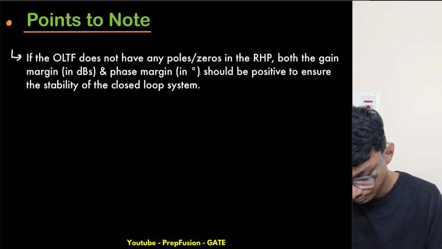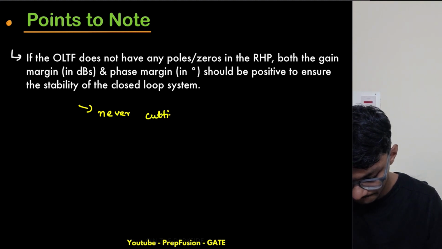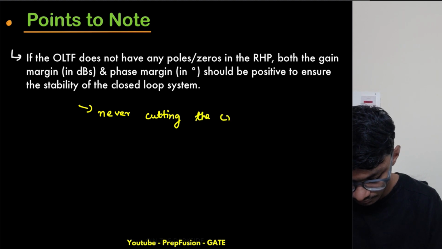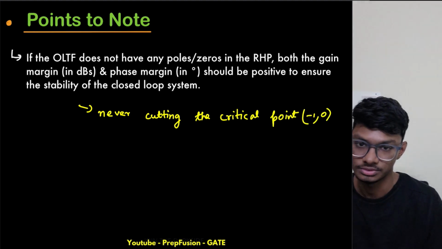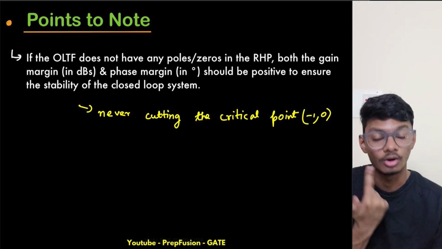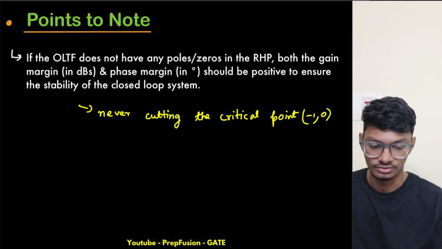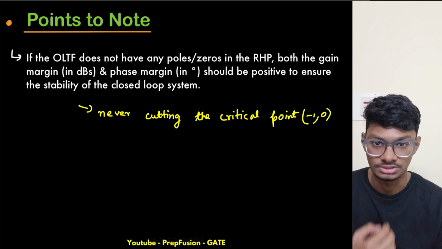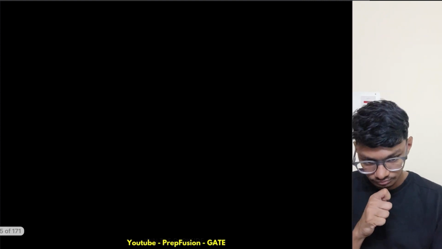It is not cutting the critical point of -1, 0. We don't have a crossover frequency, hence it is always stable. So this is for sure, but for other conditions we'll see in the next few lectures. For now, I'm interested in how to find the phase margin, how to find the gain margin, and what is the significance of those two. Okay, graphically.